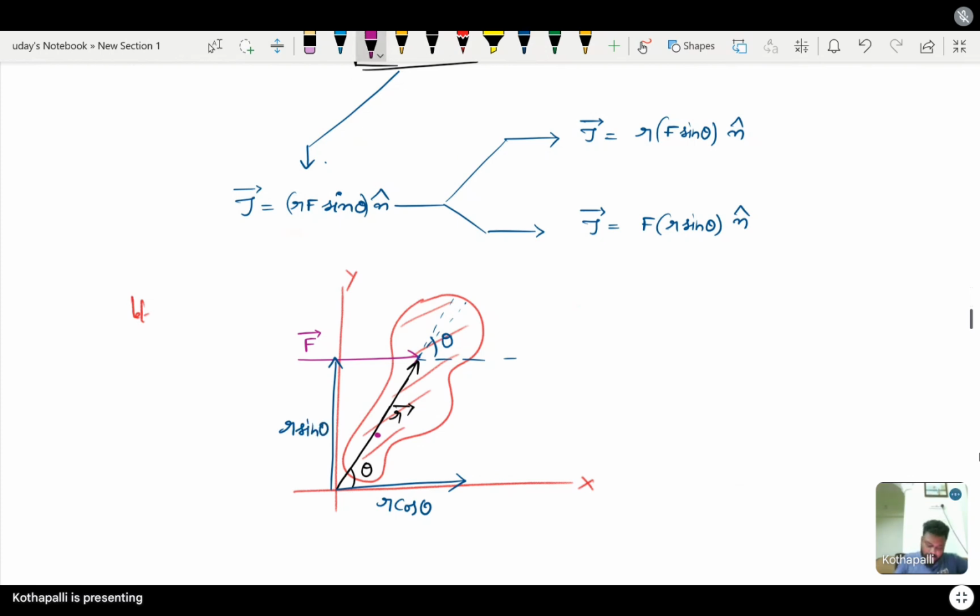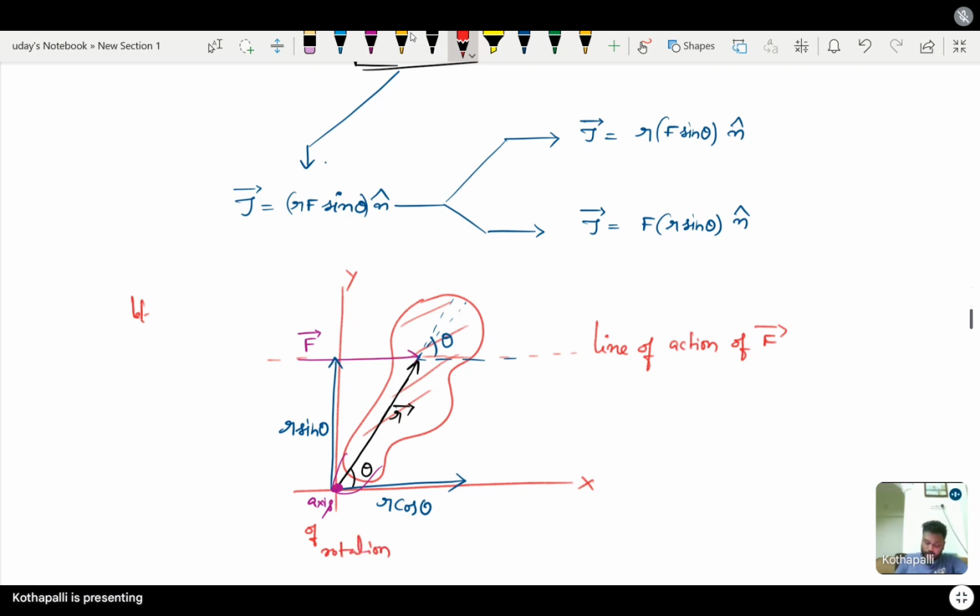Okay, let's take it as fixed here itself, so the axis of rotation we can fix at the origin. Here it is the axis of rotation. So this component will be R sin theta. Now see, R sin theta is nothing but the perpendicular distance between the line of action of force and the axis of rotation.